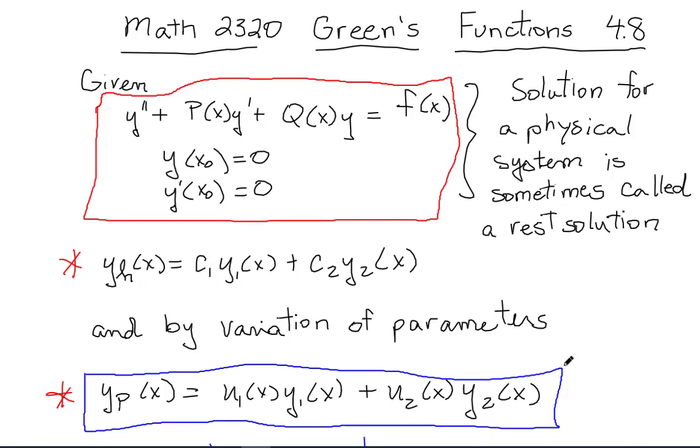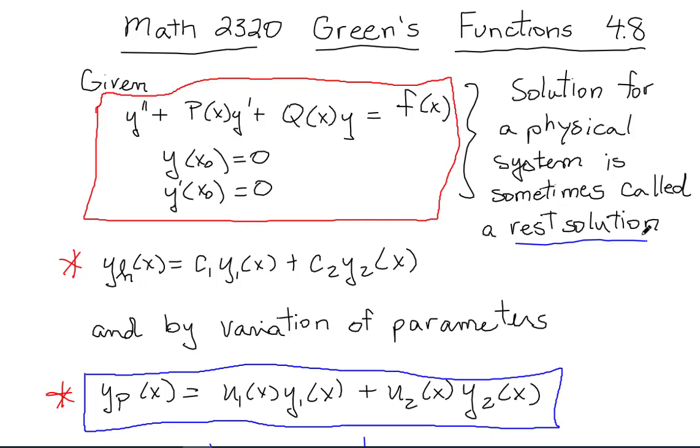So supposing we have a second order differential equation here where we've sort of standardized it. The lead coefficient has nothing in front of it. The initial conditions are 0. So sometimes the solution to this, if it's a representative of a physical system, is called a rest solution.